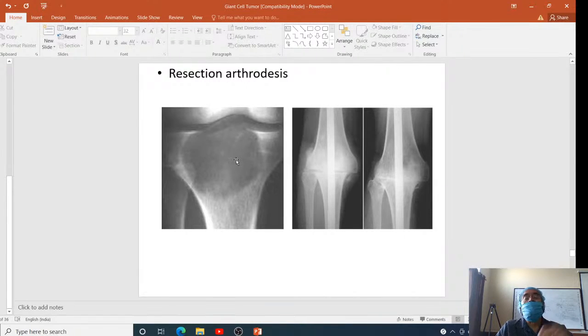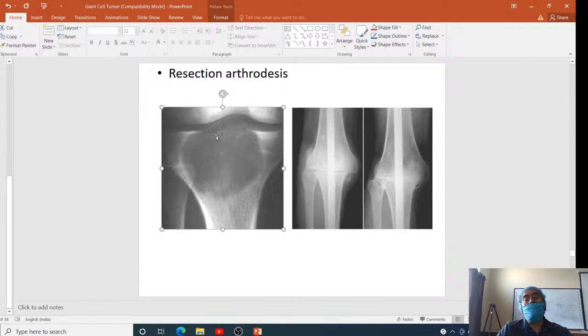This is another method called resection arthrodesis. The name itself indicates: resection means you are resecting a part of the affected bone. Arthrodesis is a procedure where the joint is fused. So this is a functioning knee joint. And here you have a tumor in the upper end of the tibia, and it is breaching the joint as well.